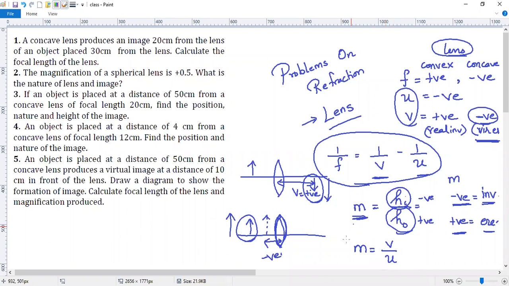Yes, ma'am. Plus V by U. In case of mirrors, it will be minus V by U. Okay? Here M is equal to V by U. And for magnification HI by HO, there is no sign change, whether it is a lens or a mirror, it will always be HI by HO. Okay? Right then. So we have seen all the details, now we have to find the answers for these questions using these details.